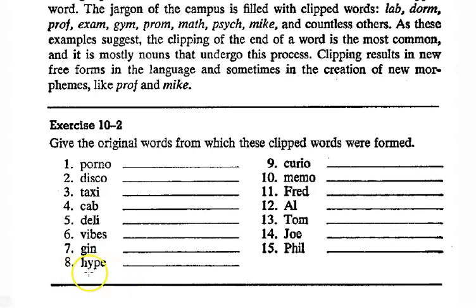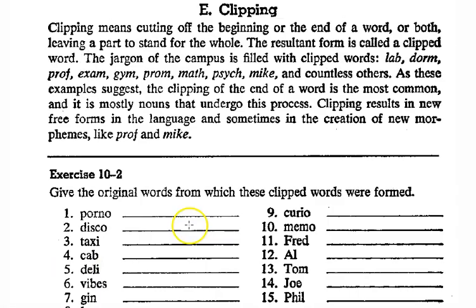Hype was originally hypodermic. We have an E here in the cut version of the word, but the original word has an O: hypodermic. In the original word it is an O, but when we cut the word, it becomes E. So, look back here.